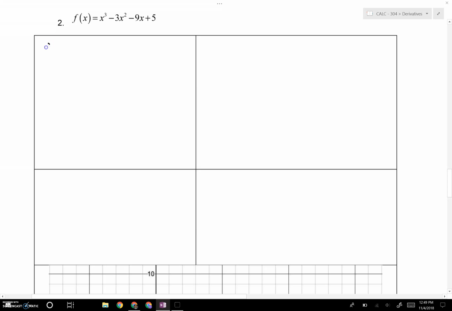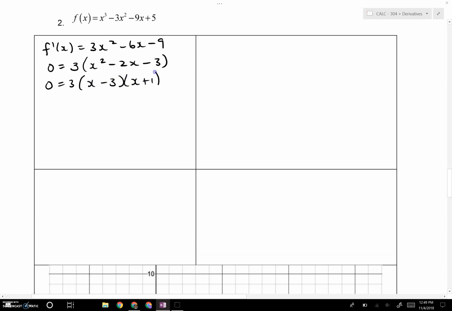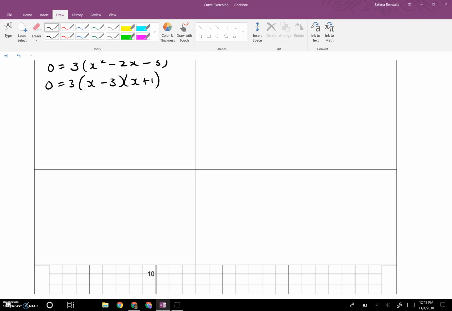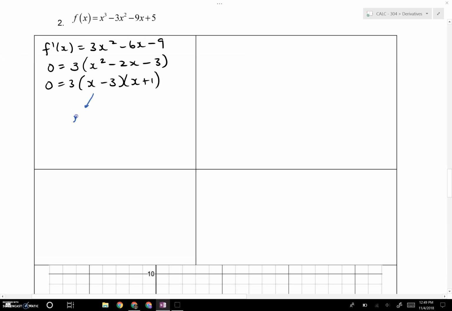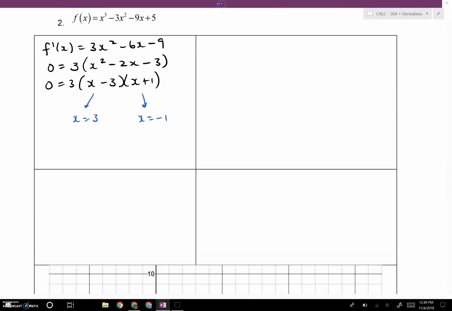Step 1, take the derivative. So 3x squared minus 6x minus 9. Set it equal to 0 and factor. So I'm going to take out a common factor of 3, and then factor this into (x minus 3)(x plus 1). So I know that I have two zeros, where x is 3 and x is equal to negative 1.